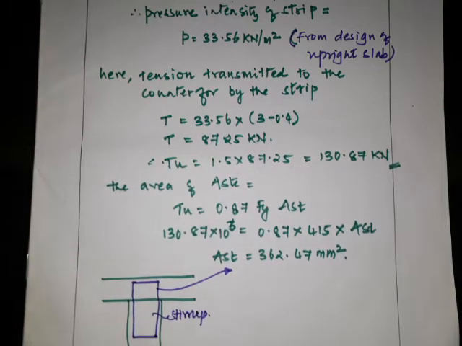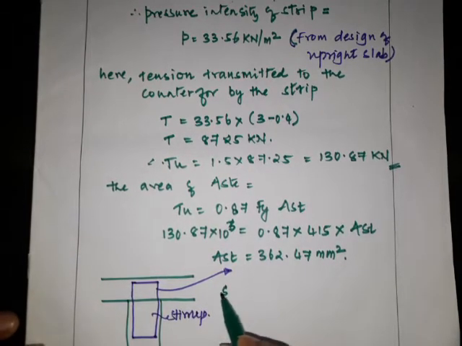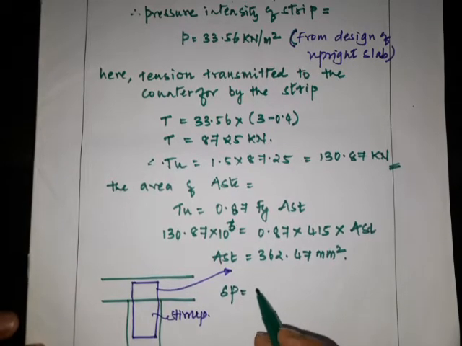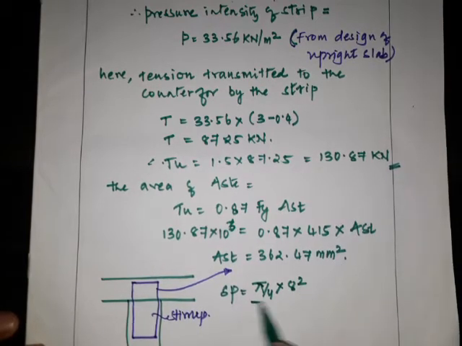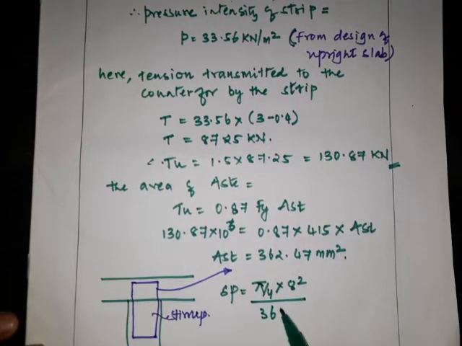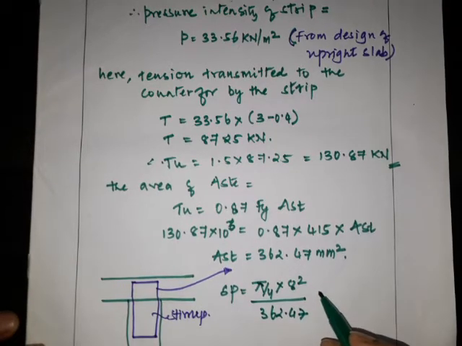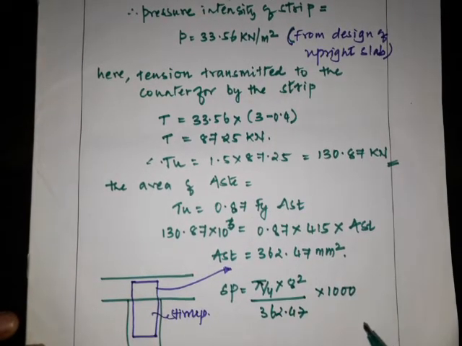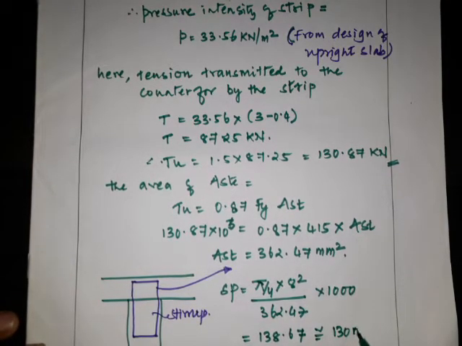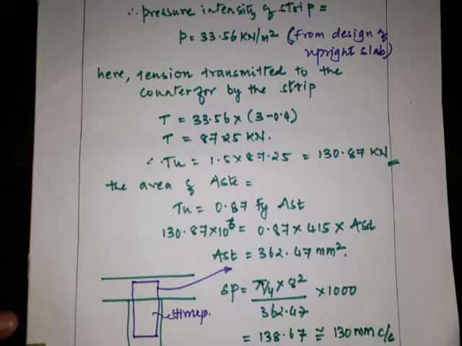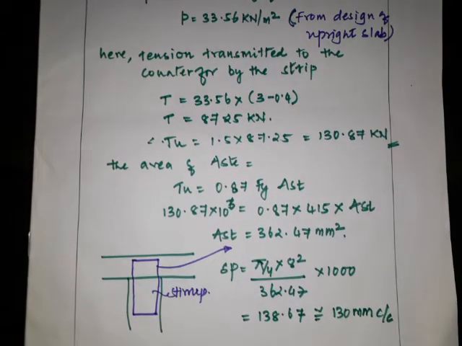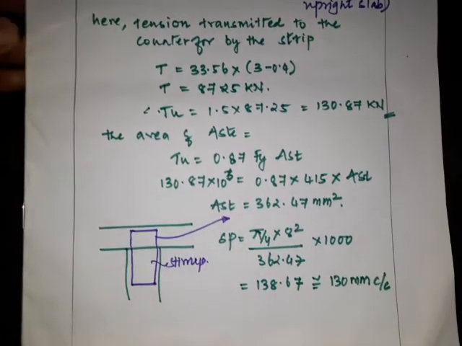Okay, so spacing will be pi by 4 into 8 square divided by 362.47 into 1000. So we get 138.67, which is nothing but 130 mm center to center. Okay, 130 mm center to center.